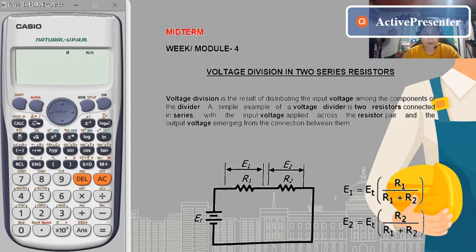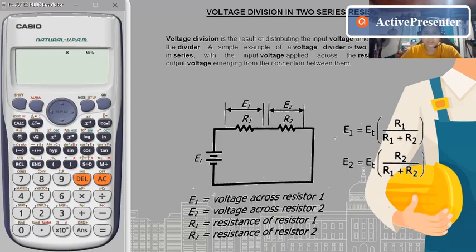Our topic is about voltage division in two series resistors. Voltage division is the result of distributing the input voltage among the components of the divider. An example of a voltage divider is two resistors connected in series with the input voltage applied across the resistor pair and the output voltage emerging from the connection between them.